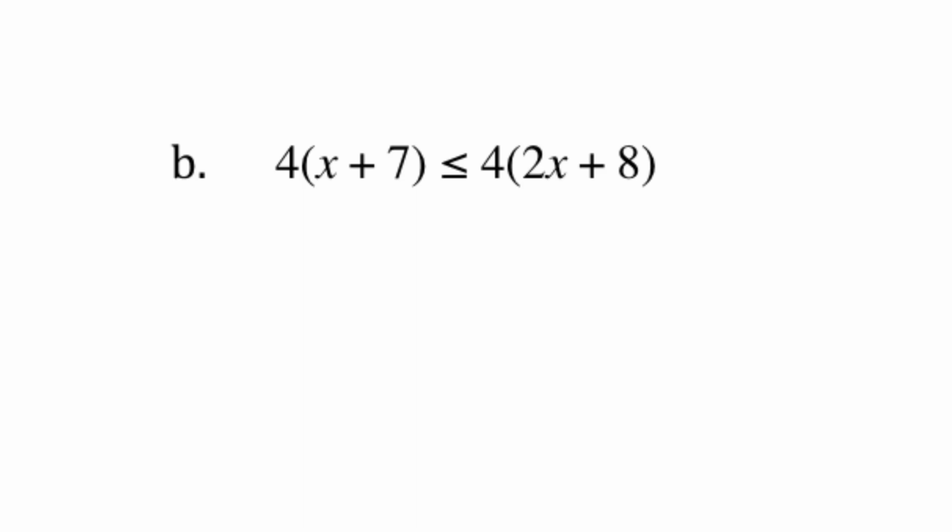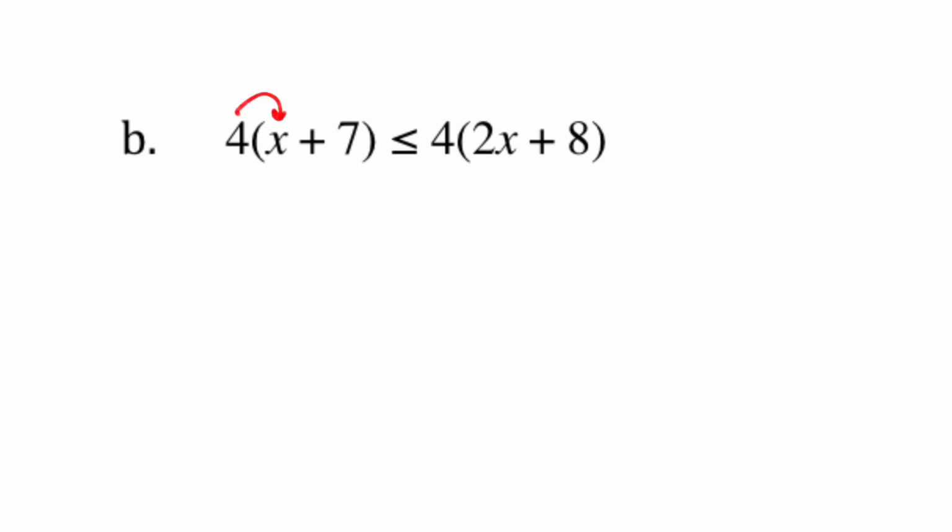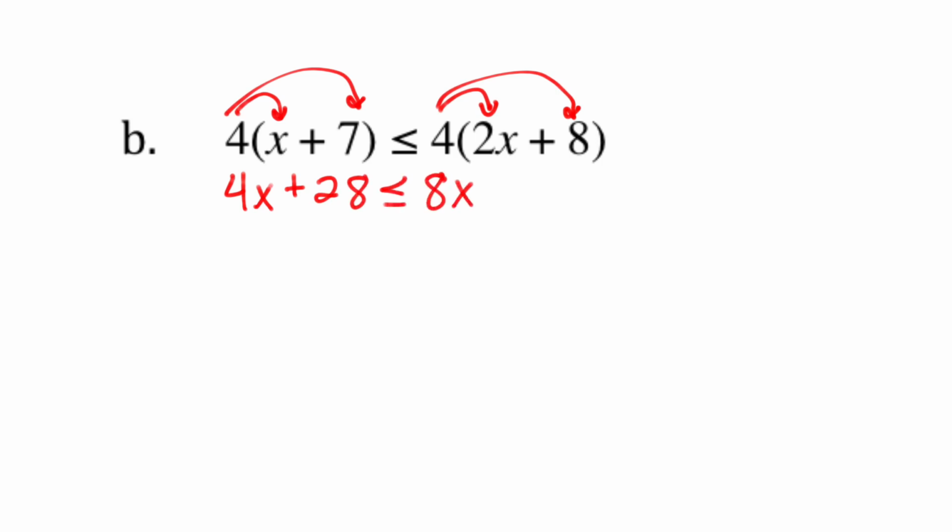Okay, so first step here, guys, is either to distribute or divide. So if you distribute 4 on both sides, what's 4 times x? 4x. What's 4 times 7? 28. What is 4 times 2x? 8x. What's 4 times 8? 32. All right, now we are going to subtract 4x from both sides.